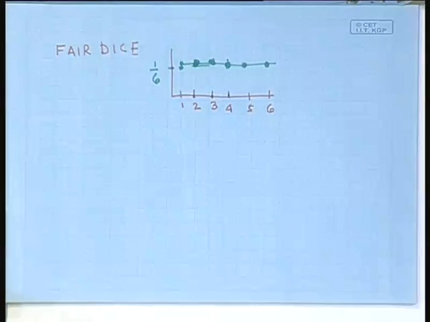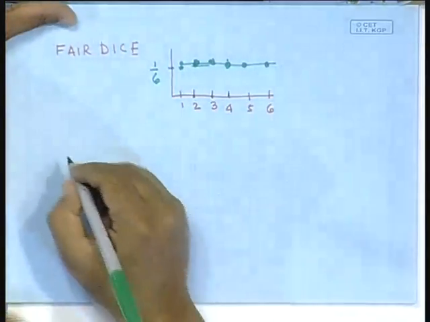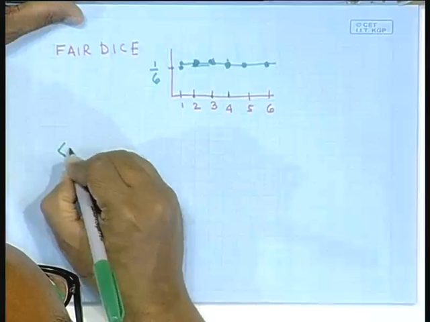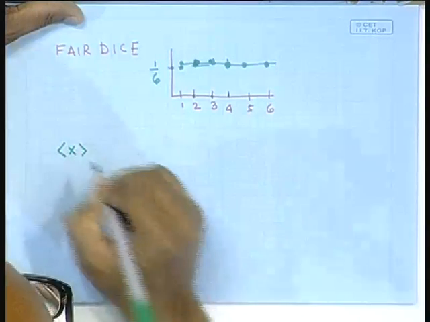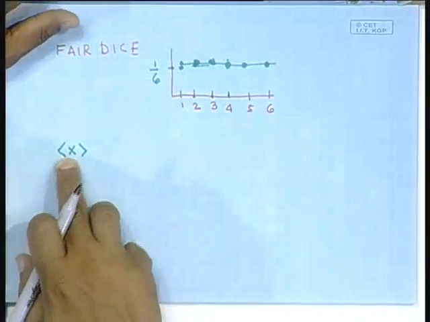The mean value tells me what I expect if I do the experiment once. If I throw the dice once, what do I expect? If I measure the height once, what do I expect? That is given by the mean value, and the way to calculate the mean value is as follows. Let me first denote the symbol that denotes the mean value. I will use these angular brackets to denote the mean value of the variable x.